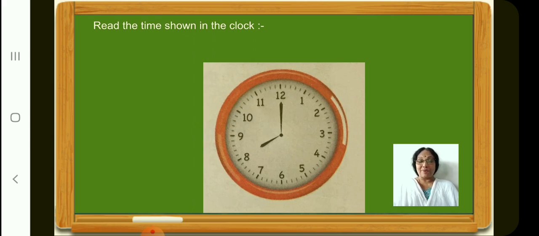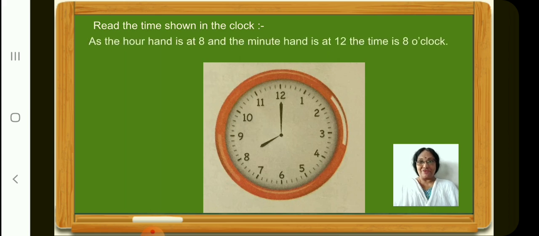Look at the clock properly, children. Where is the hour hand? The hour hand is on number 8. And where is the minute hand? It is on number 12. Children, therefore, the time in the clock is 8 o'clock because the hour hand is at 8 and the minute hand is at 12. So the time is 8 o'clock.